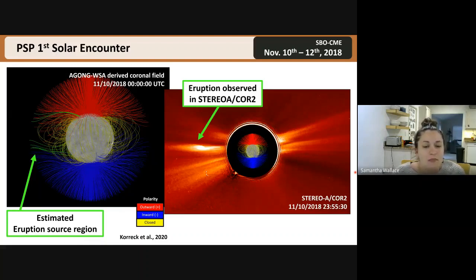And so with our modeling work and all the data analysis, it really was neat how it all told the same narrative. We were able to really characterize this CME quite well.